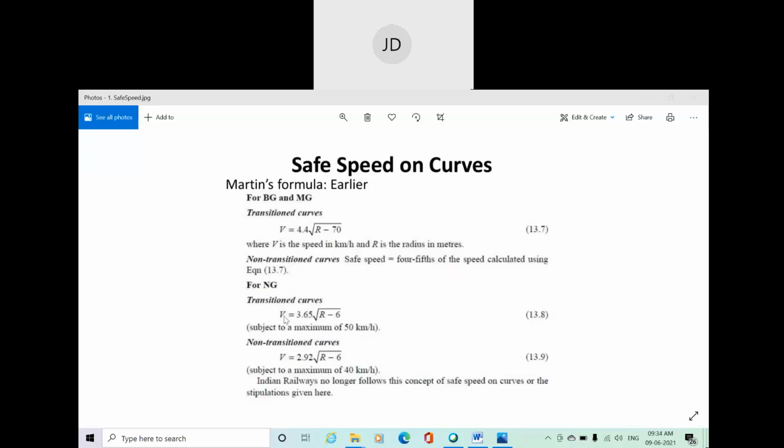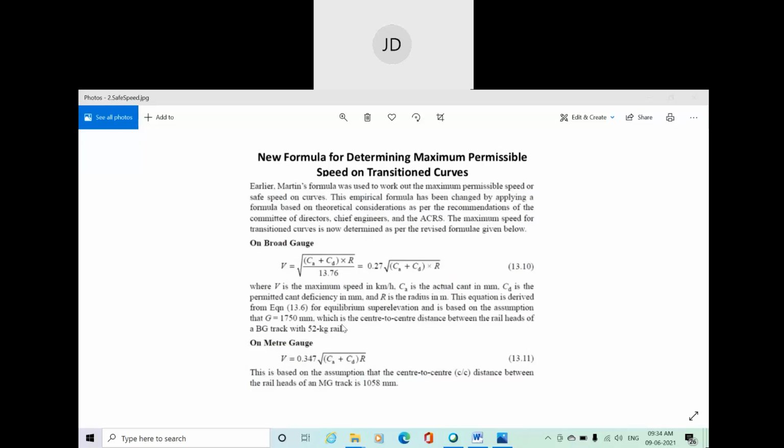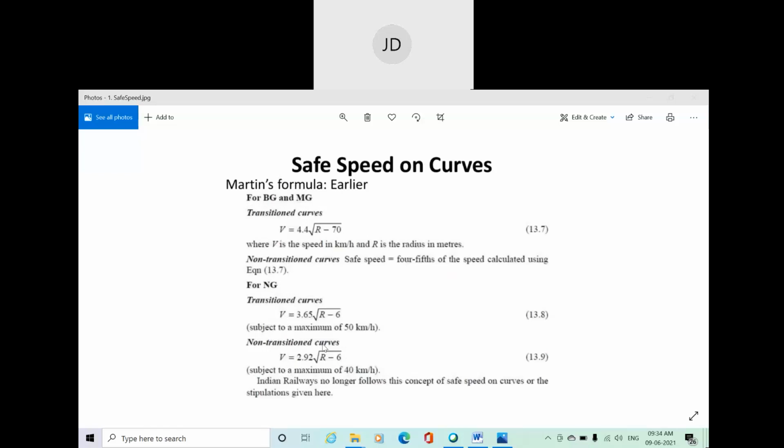If this V comes higher than 50, then we adopt 50 only, because on a transition curve for narrow gauge, the maximum speed should not cross 50 kilometer per hour. Otherwise it will not be safe. Okay, and for a non-transition curve, it is this equation, and here the maximum speed is 40 kilometer per hour. So this is the formula proposed by Martin. It is also known as Martin's formula.